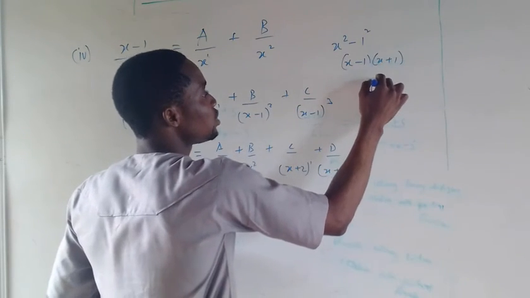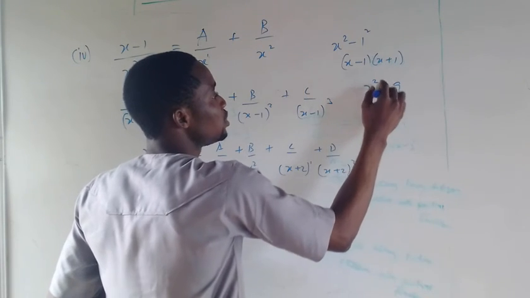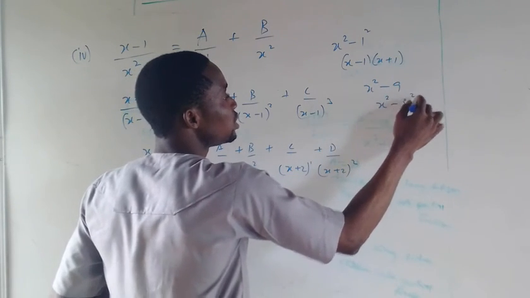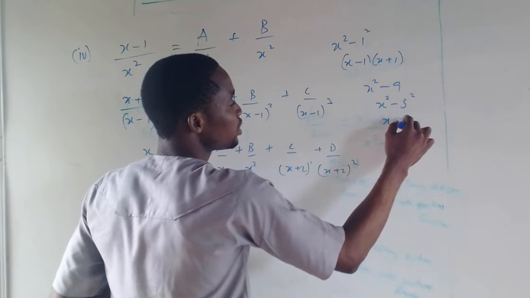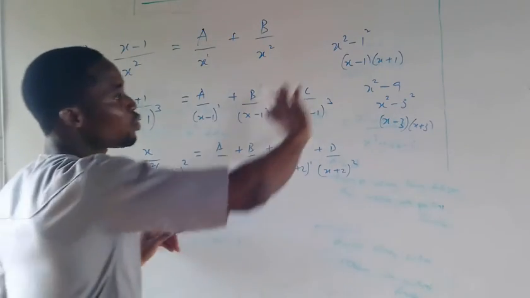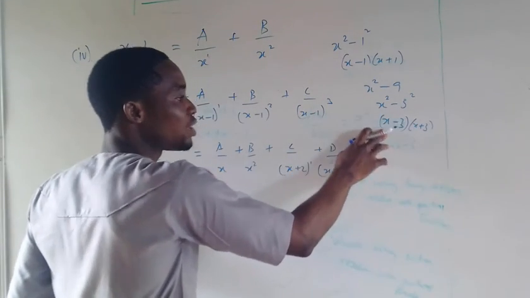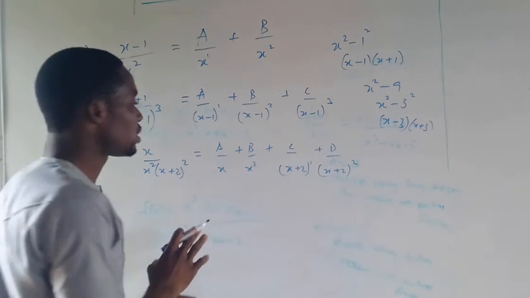And that example is x squared minus 9, which is the same as x squared minus 3 squared, a difference of two squares. Where if I expand, I have x minus 3 and x plus 3. But for other questions and other factors that are not factorizable, we are going to see how I'm going to express them in the partial fraction.